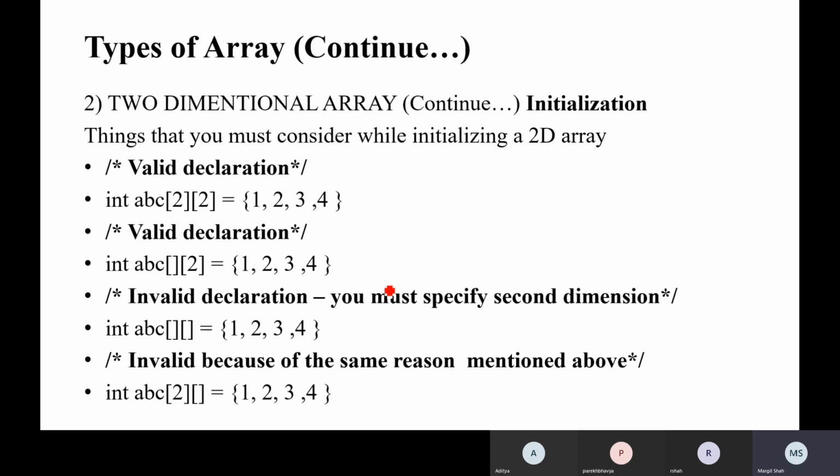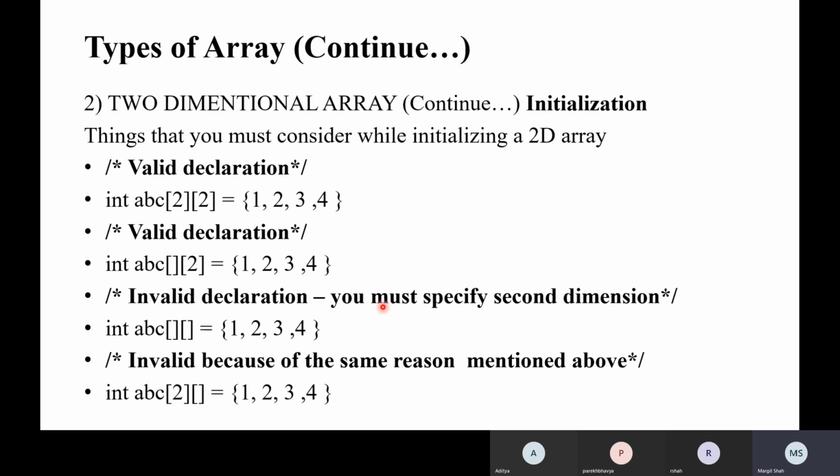So let's see again in detail the valid declarations. In integer ABC 2 by 2, that is 1 2 3 4. Another valid declaration is where there is no size for the row and just two columns are given, so it will understand that 1 2 is row number 1, and 3 4 is row number 2. What is invalid?